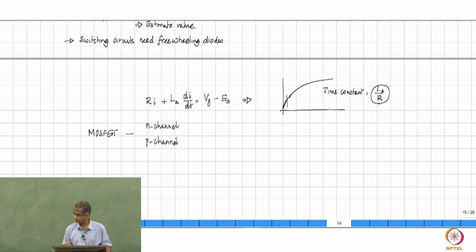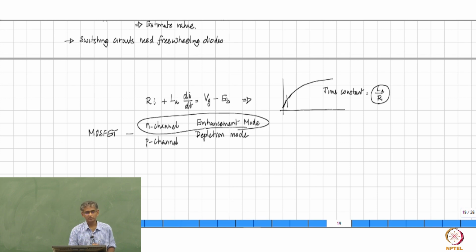Then there are sub-classifications within that. What is that? Each of them can be either enhancement mode MOSFET or depletion mode MOSFET. So, what is normally used is the N-channel enhancement mode MOSFET in these applications. It's just a name, okay, just to be aware of such name. But as far as the circuit operation is concerned, it acts like a switch, or it is made to act like a switch.